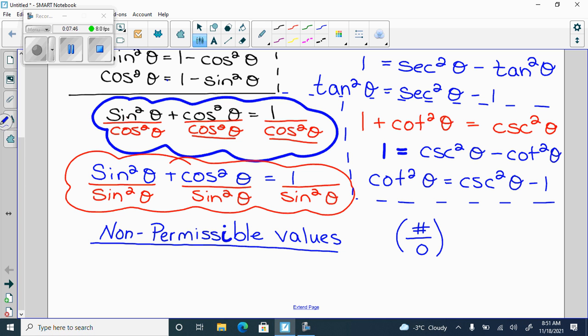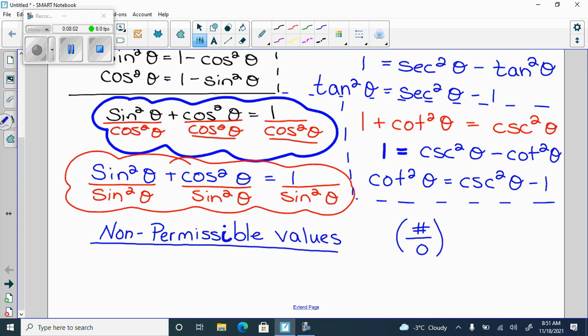Now, if it's just numbers, you have no problems. Like if your denominator is 7, well, it's not 0. If your denominator is 17, or 4, you have no problems, right? Problems happen when you get a variable in your denominator. That's when you get non-permissible values.